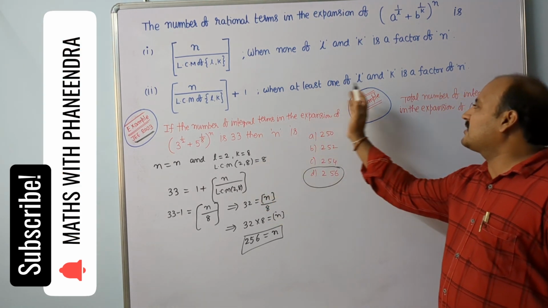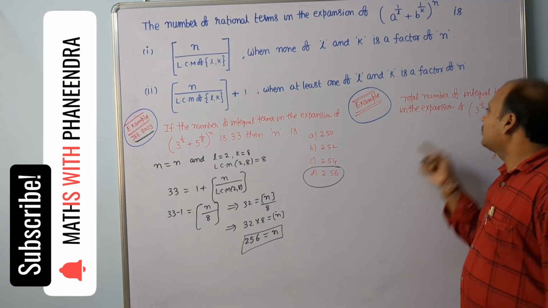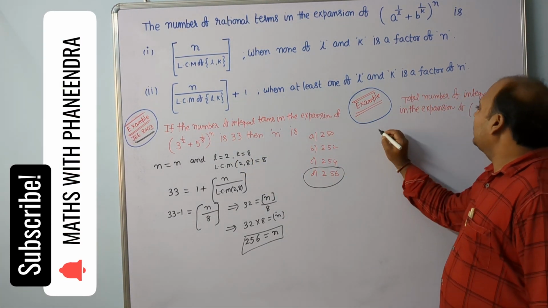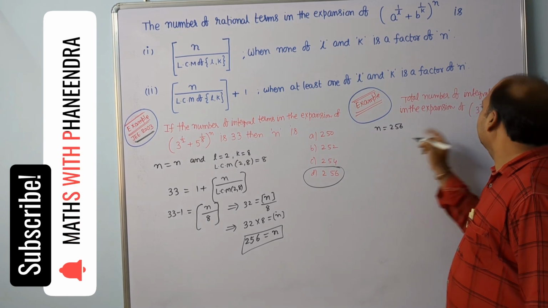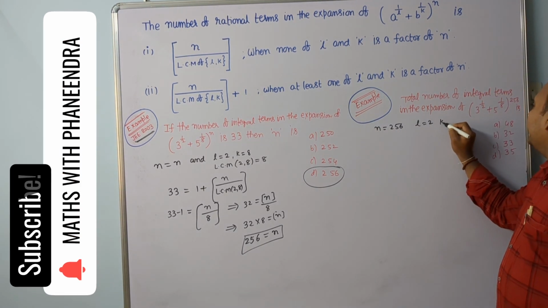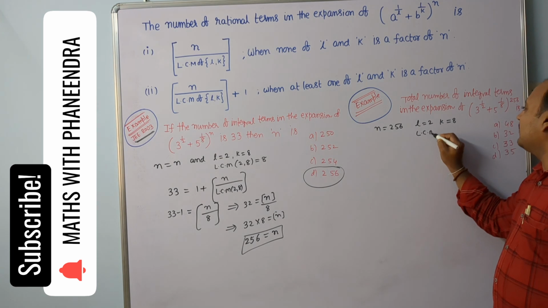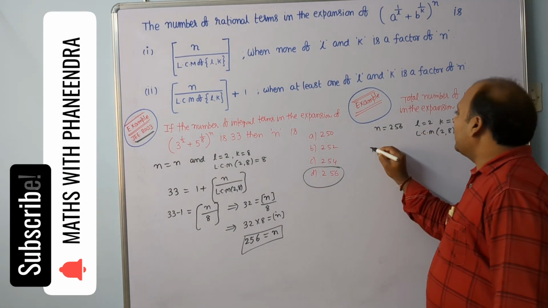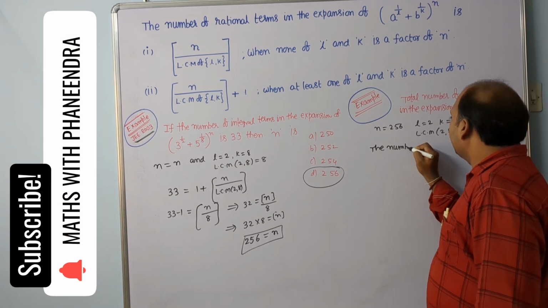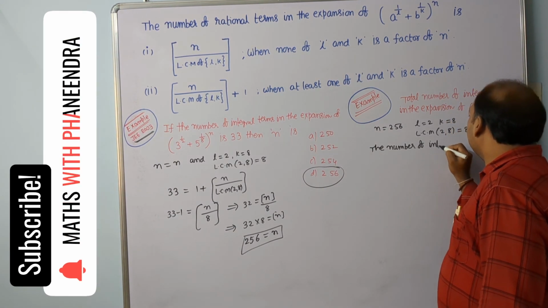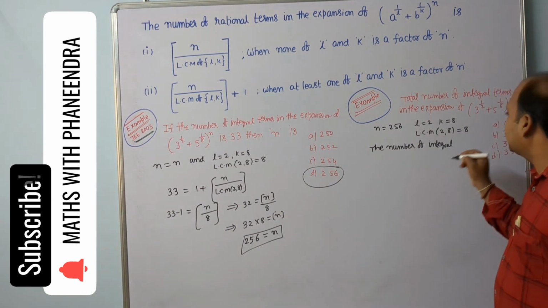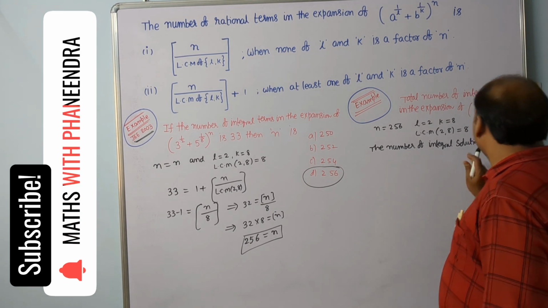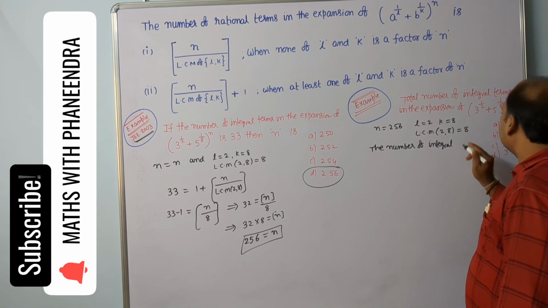The same question they asked in a different way, in the reverse way. So the n value is given, and they are asking to find the integral terms. So here n is equal to 256, L is equal to 2 and K is equal to 8. LCM of 2, 8 is also equal to 8. Therefore, the number of integral terms, meaning the number of rational terms.